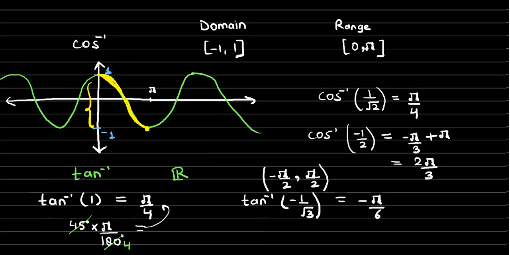Okay, so this is fine. Let's move to the next one. What if we have to find the value of cot inverse root 3? Find it out, how much it will be. 5 by 6. Yes, 5 by 6. Does it lie in our range? Yes, ma'am. So we are good to go. No problem. Right?